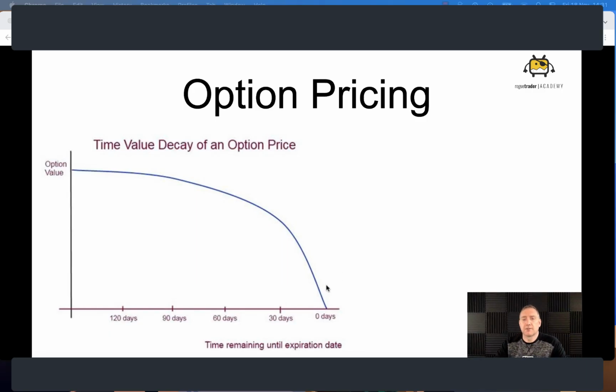Now there's dangers in there. There's things we're going to talk about. And that's not to say you can't buy an option here and sell it for a lot more. You can, but generally speaking, you want to be short options as the time decays.